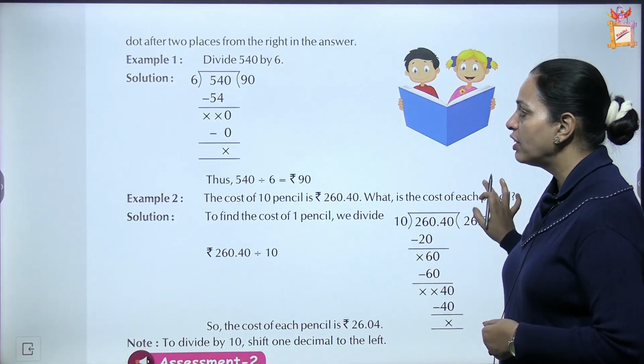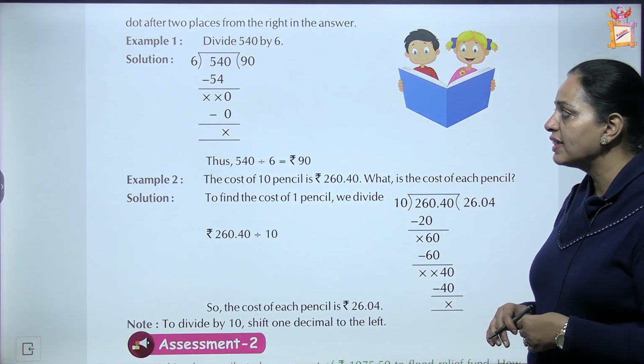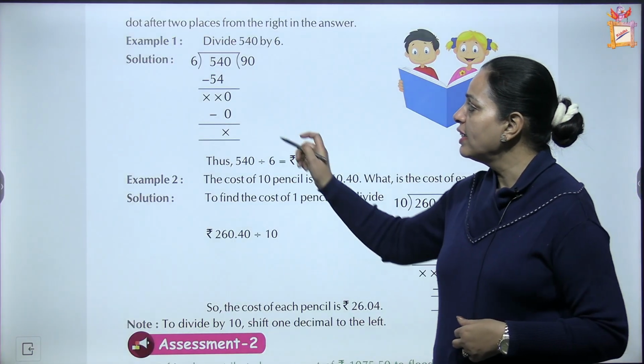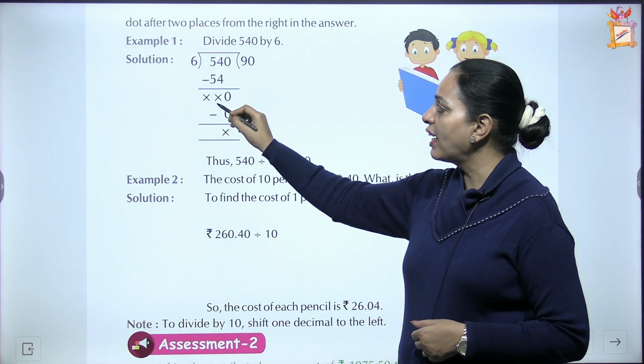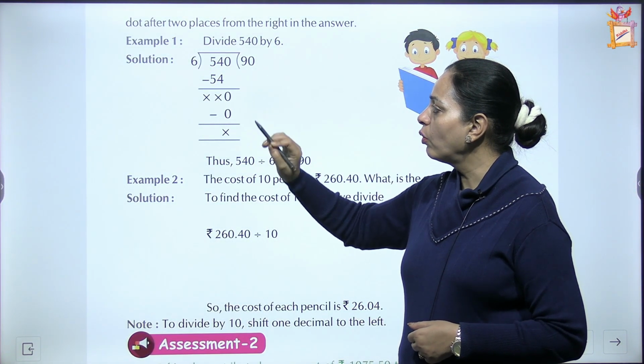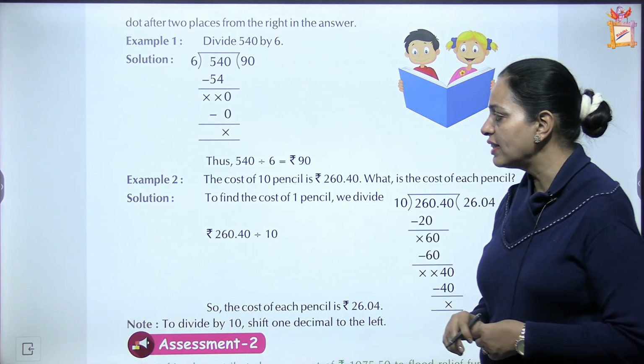Like example 1, divide 540 by 6. So 540, 6 से divide कर देंगे, 6 9s are 54. Okay, then 0 here, so 90 is the answer.